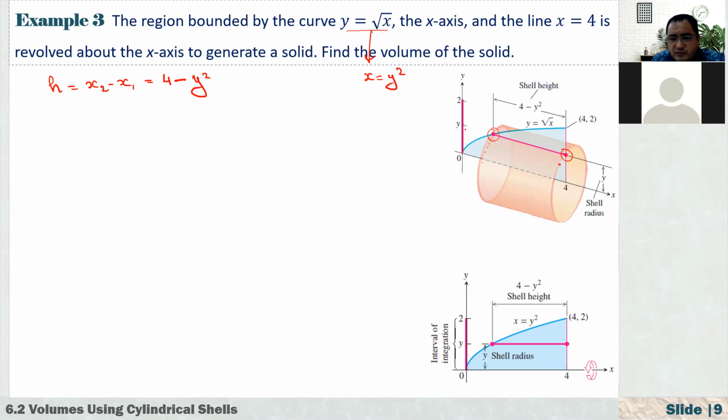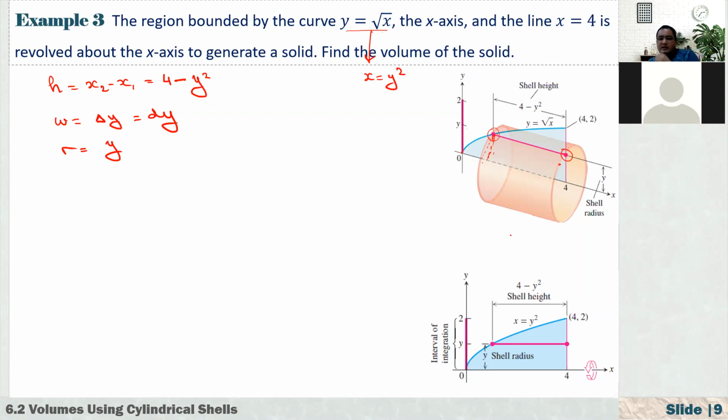And y is changing from 0 to 2. And how about the width? Let's say width is equal to delta y, which is simply dy. Okay. Now, how about the radius? As you see here, this is the radius, right? The radius is the height, that's y. So let's say the shell radius is equal to y, the height.